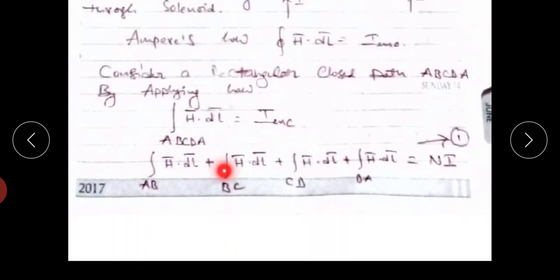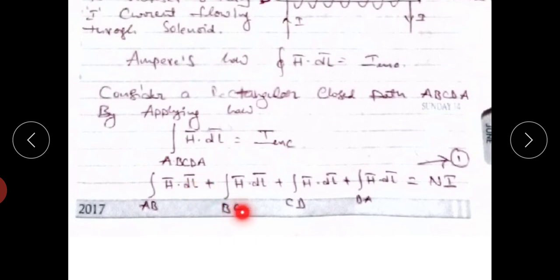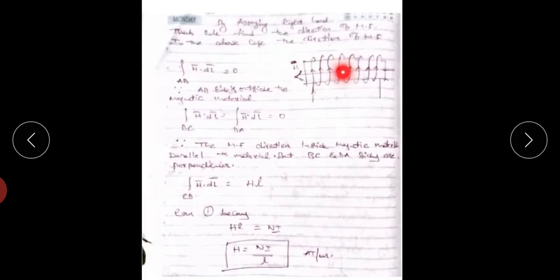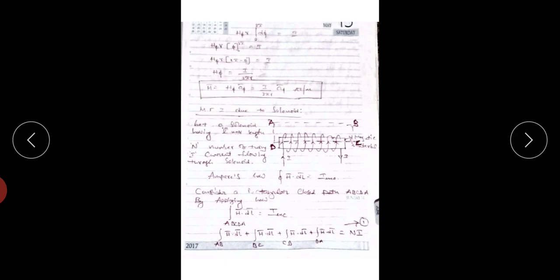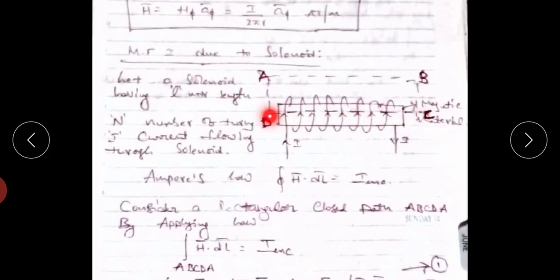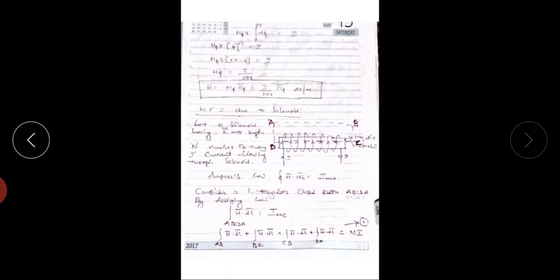So here the first integration term equals 0, the second integration term equals 0, and the fourth integration term equals 0. Only the C to D integral of H dot dl is not equal to 0. That C to D integral of H dot dl equals H into the CD length, and the CD length equals the length of the solenoid, which is L.